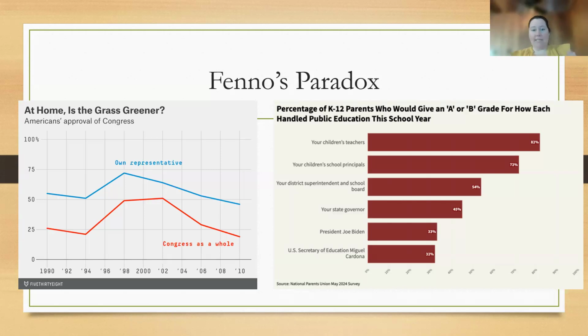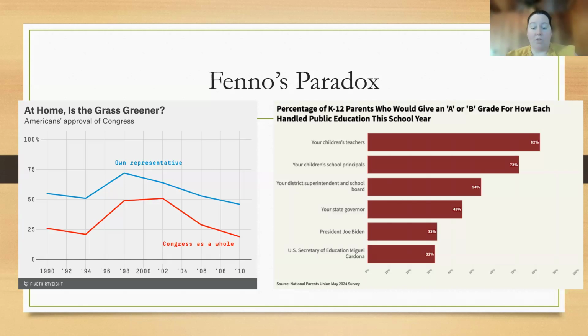So they introduced an idea to me that I was unfamiliar with, so it may be new to you as well. This idea of Fenno's paradox. And Fenno's paradox is this paradox that we tend to feel negatively about something as a whole, but the closer it is to us, the more positively we feel about it. So folks are more likely to report, oh, the US government is a mess, and less likely to report that they feel negatively about those layers that are closer to them, like the representative from their own small area, right?